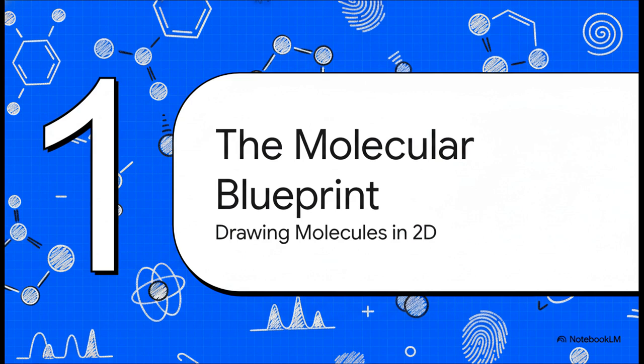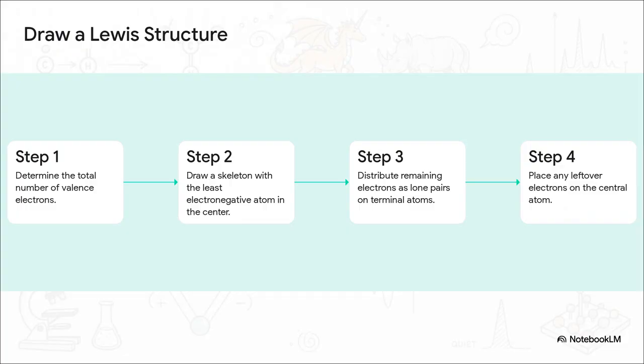All right, first step, we need to create a molecular blueprint. I want you to think of it just like an architect's plan for a building, but for a molecule. In chemistry, we call this a Lewis structure, and it's our flat 2D drawing that shows us how all the atoms are connected.